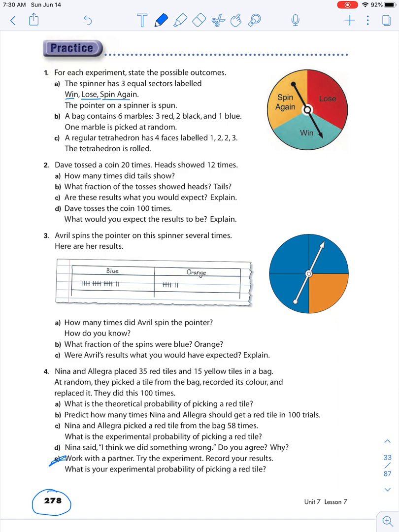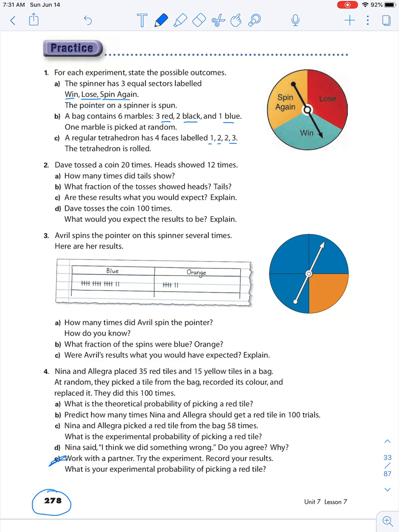That's it. A bag contains 6 marbles, red, black, and blue. Okay, so the outcomes are red, black, or blue. That's it, kind of simple. A tetrahedron has 4 faces labeled 1, 2, 2, and 3. So the outcomes are 1, 2, and 3. So there's only 3 outcomes. Okay, alrighty. So that one was hopefully very easy.